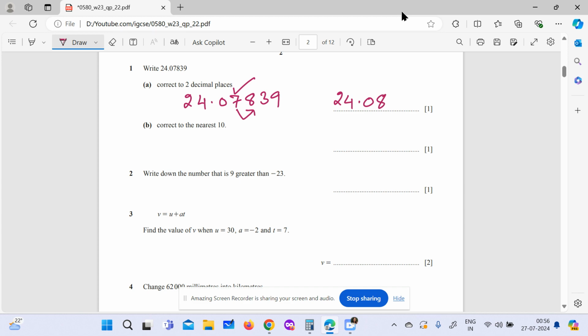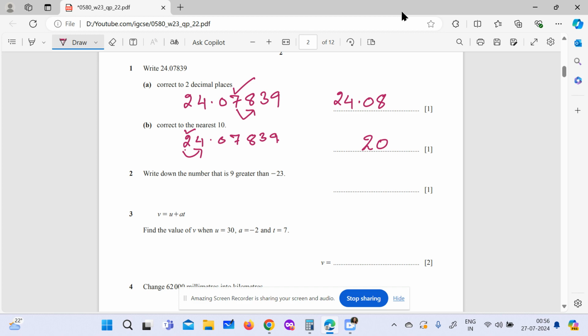Now you have to write 24.07839 correct to the nearest 10. So let's write the number first, 24.07839. And the question says you have to write it correct to the nearest tens place. So the tens place is this. What will be the nearest ten? Look at this number. This is 4, less than 5. It means this will be rounded off. So we will write this as 20.